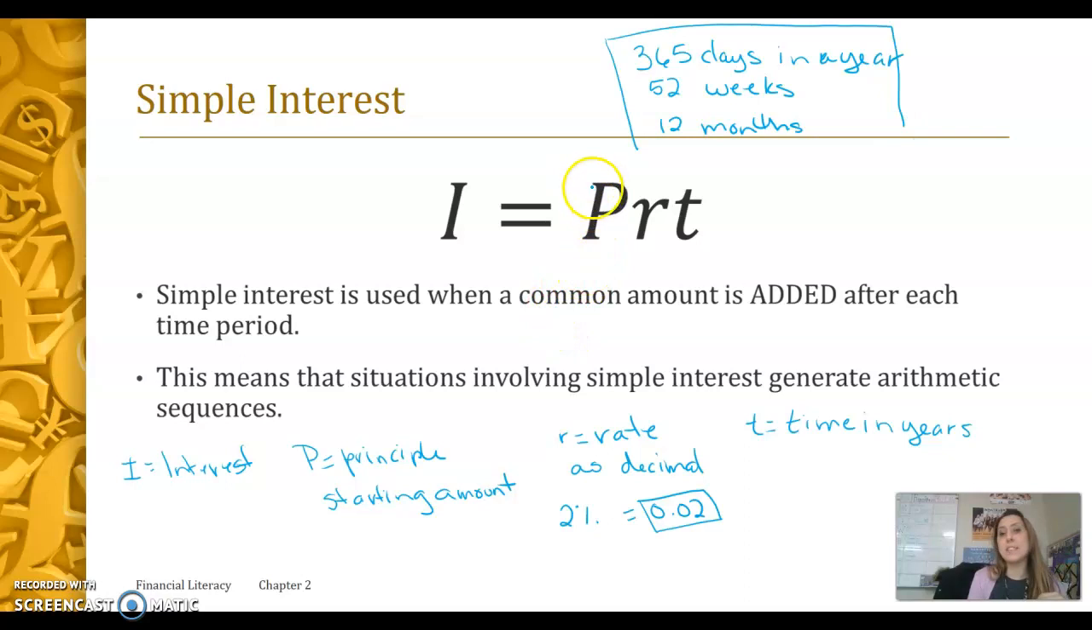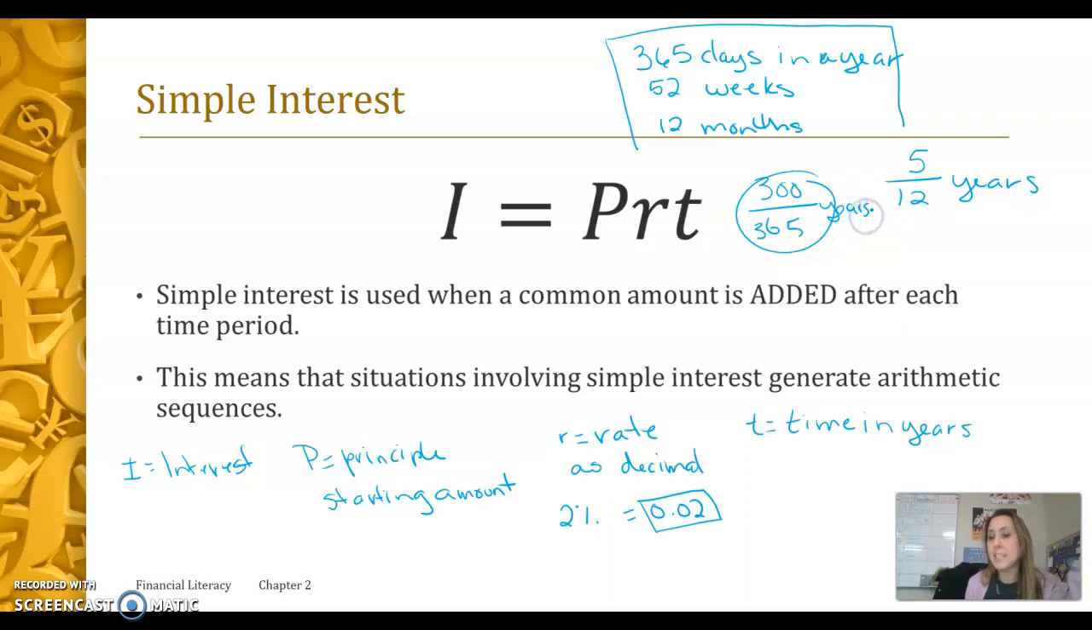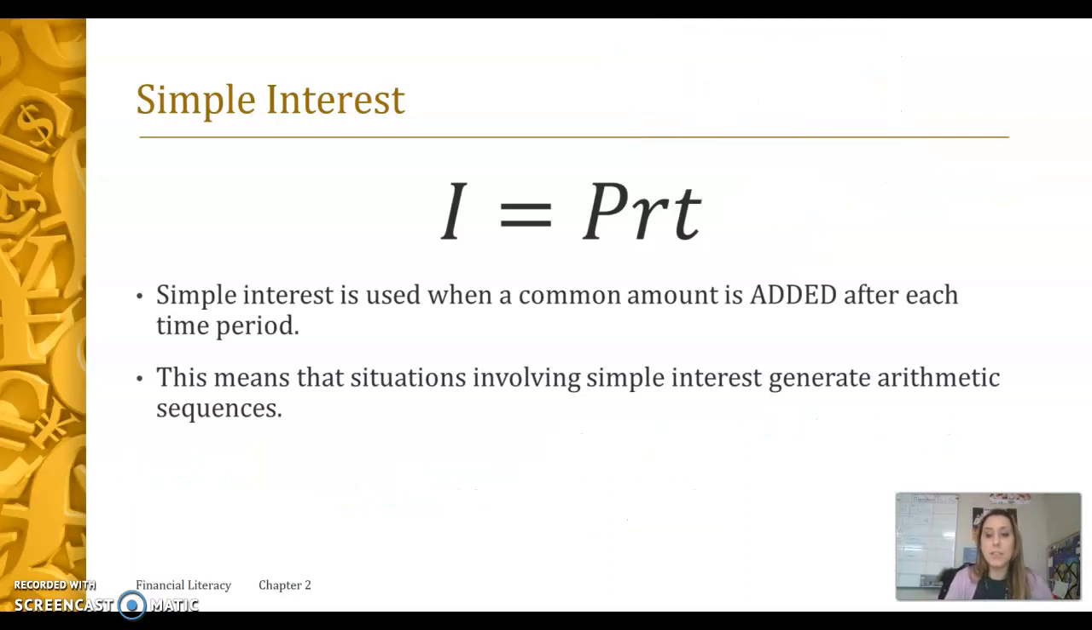So if I asked something like, after 300 days, what would the interest be? It would be 300 over 365. That's how you would represent that in years. If it was 5 months, it would be 5 over 12, because that's 5/12 years. That's how you would do it. So I'm just throwing that out there because it's going to come up, and I want to make sure that you guys are ready for that. So make sure you get that in your notes. Hit pause if you need to.